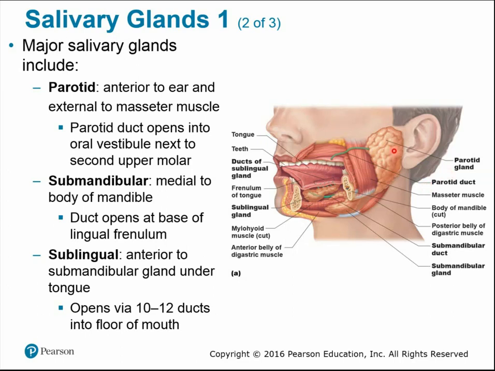gland, which is just anterior to the ear. The parotid duct opens near the second upper molar, in the top of the mouth. The submandibular gland opens at the base of the lingual frenulum, just under the tongue. And then the sublingual gland also secretes its saliva underneath the tongue.